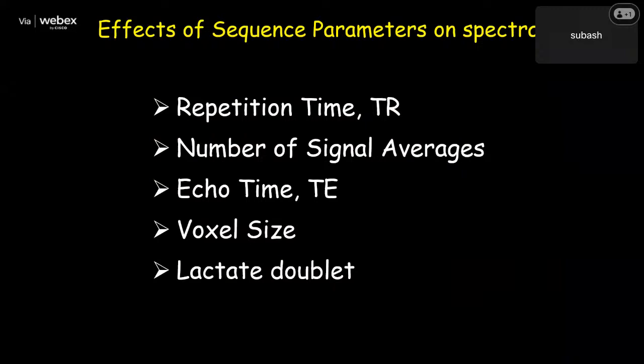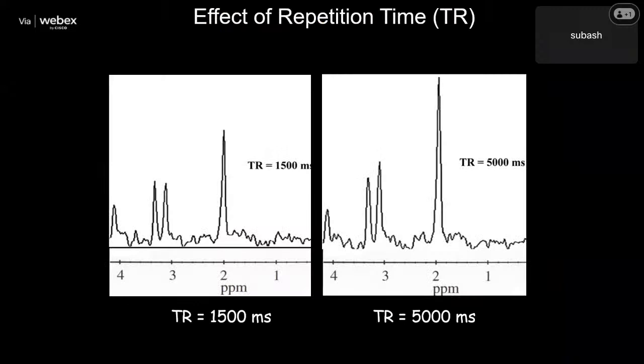Then echo time: if you use a shorter echo time, your signal is stronger and you can detect more metabolites. If you have a larger voxel size, then more nuclei participate in the NMR experiment, so you have better signal. But if you have a smaller voxel size, you will have a noisier signal. You have to see what the pathology is and how big the lesion is. Accordingly, you select your voxel size to get an optimum spectrum.